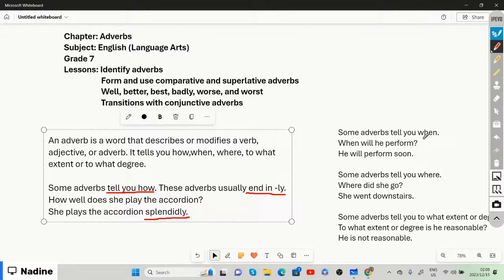Then some of our adverbs tell you when. He will perform soon. So the question is, when will he perform? And then our adverb would be soon. The sentence that will be given is usually he will perform soon, and you are to identify the adverb. So when will he perform? Soon.